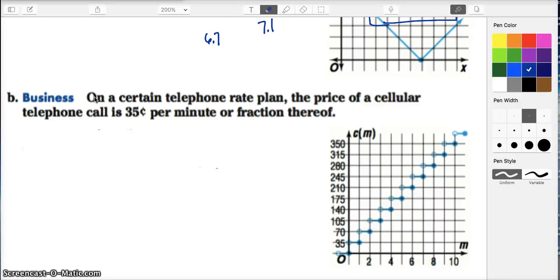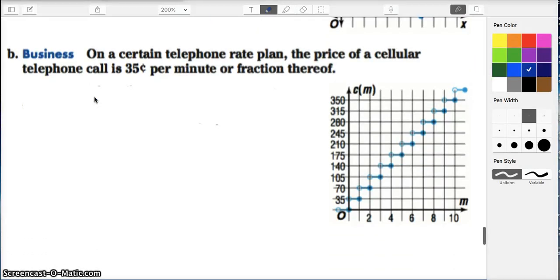So in part B, we're looking at a certain telephone rate plan. The price of a cellular telephone call is 35 cents per minute or a fraction thereof. And so I think we can have kind of an understanding of this. If you don't make a call, then it doesn't cost anything. But as soon as you make a call, even if you don't stay on for that full minute, it's going to cost you 35 cents. And then everything after, we just keep popping up. And you can see this is a really good example of a step function.